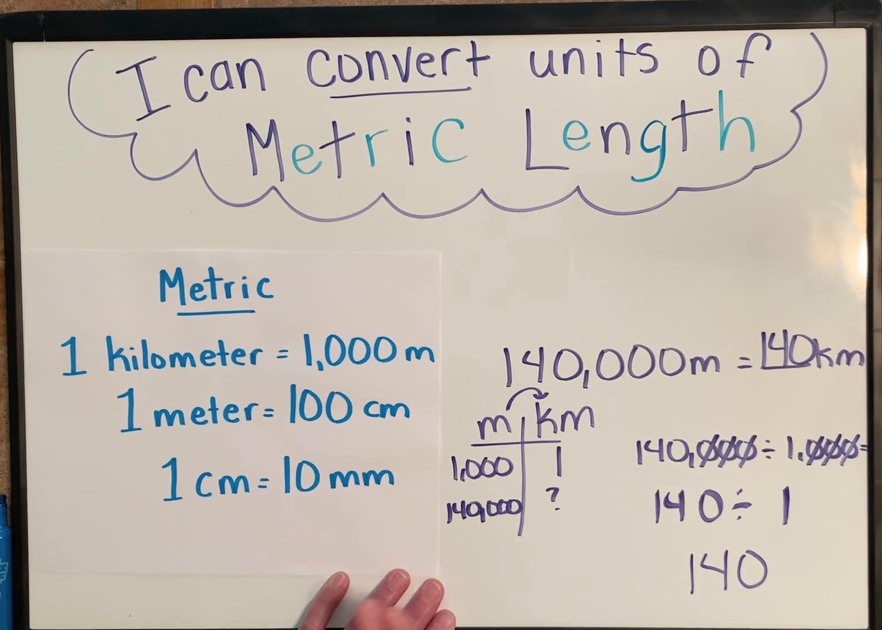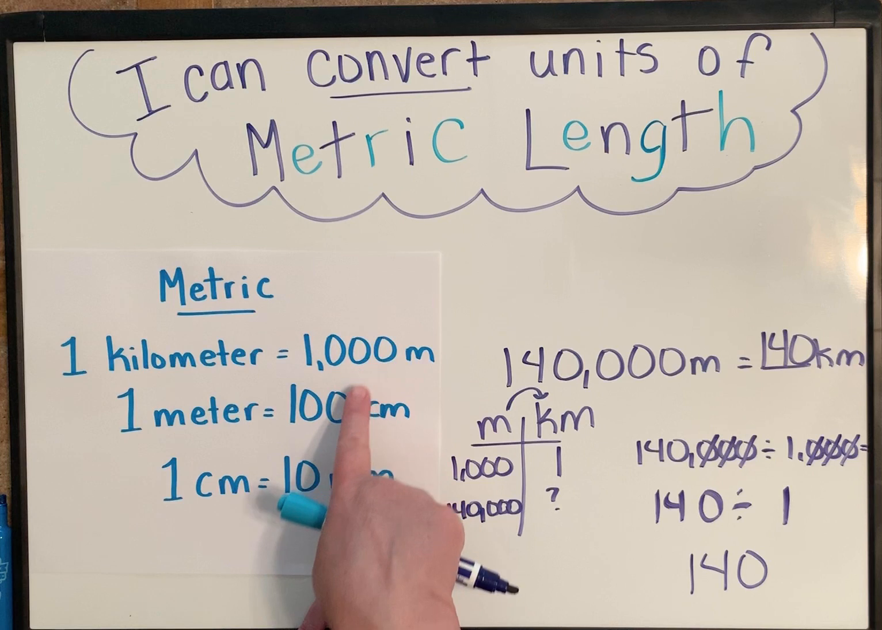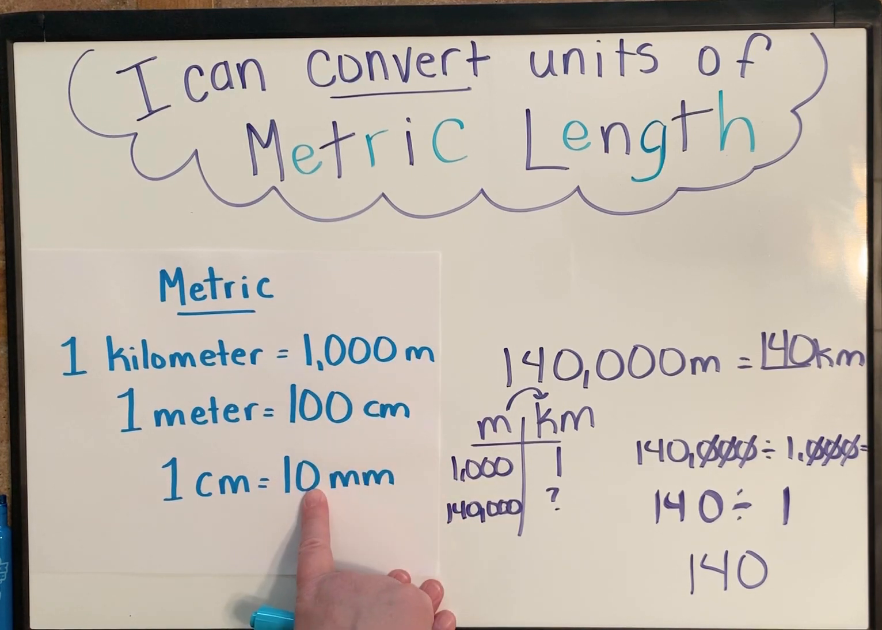So I hope you understand metric conversions. Making a T-chart like we've been doing with customary is going to be very helpful. And you're working with powers of 10, 10, 100, and 1,000. So good luck. Practice a little bit before you do your quick check on your Google quiz, and good luck.